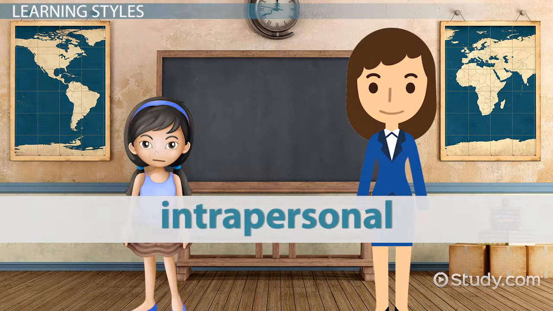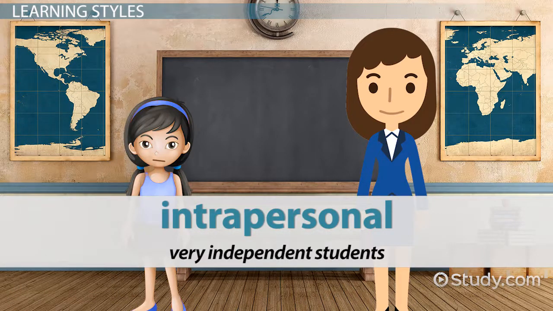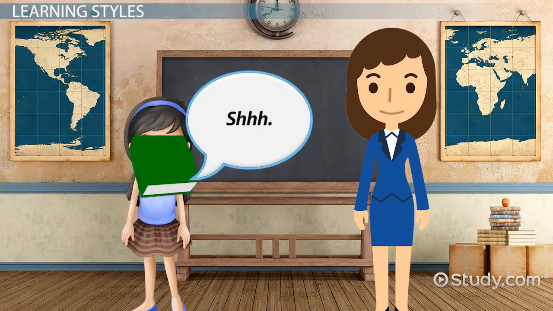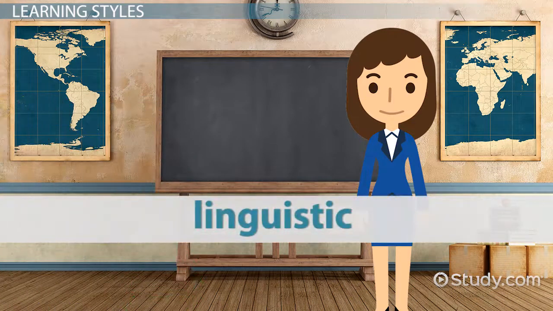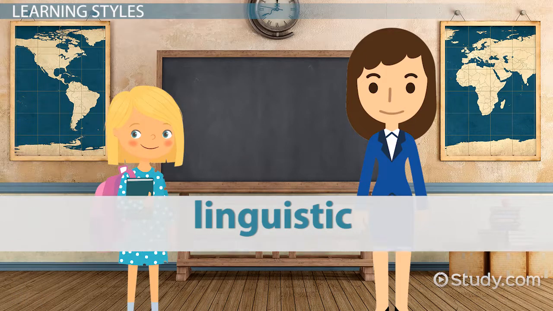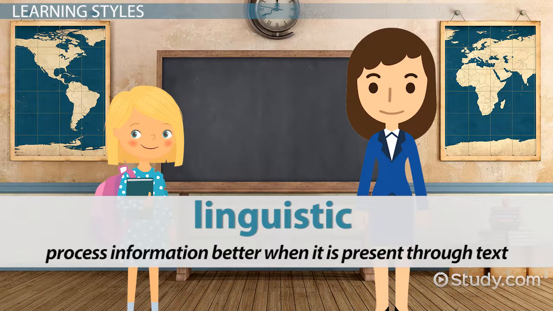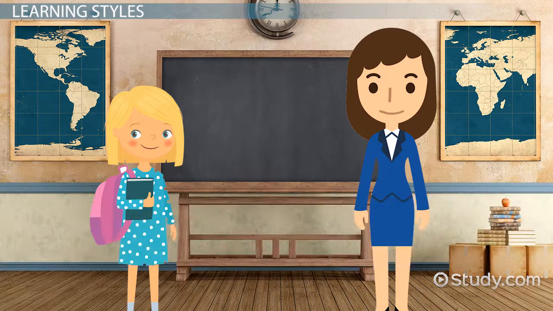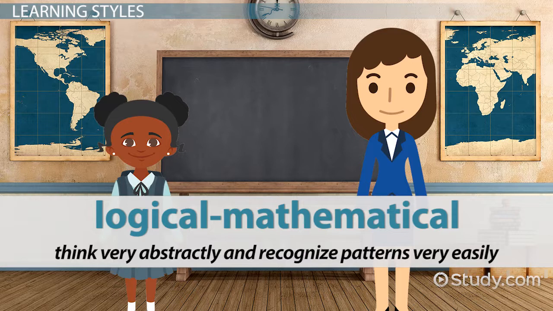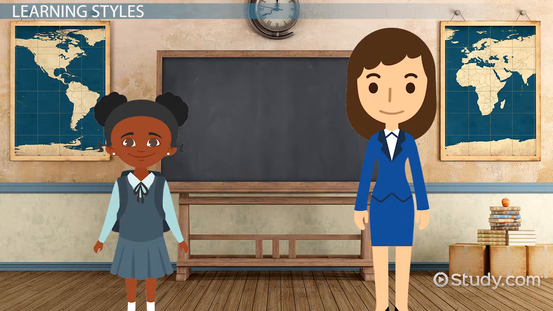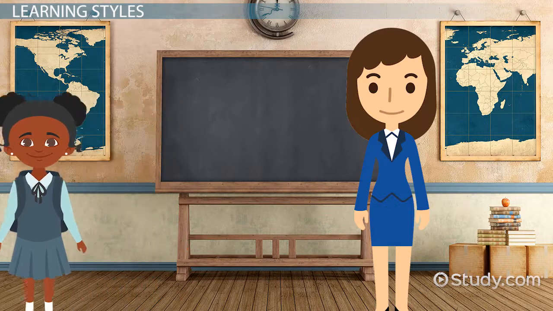Intrapersonal. Intrapersonal learners are very independent students. They benefit from quiet, solitary study and work time. They are also thoughtful and understanding of their own goals and desires. Linguistic. Unlike a visual spatial learner, linguistic learners process information better when it's presented through text. These students learn exceptionally well from books. Logical mathematical. These learners think very abstractly and recognize patterns very easily. They prefer top-down learning, moving from big ideas to smaller details.